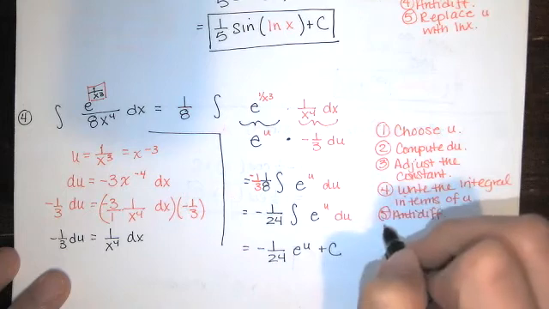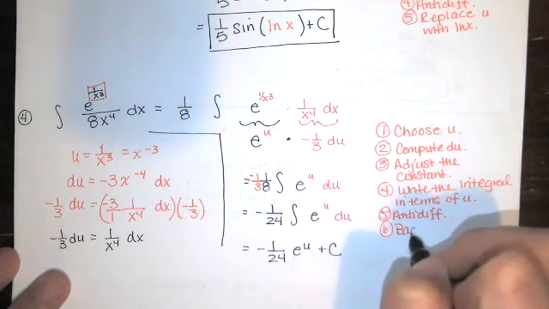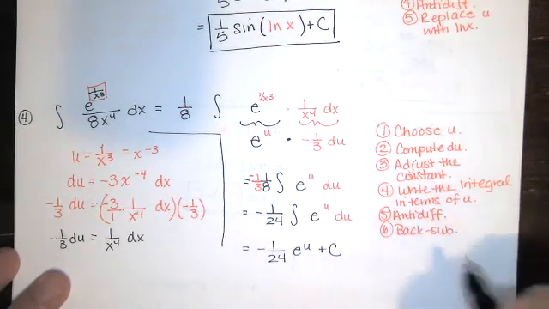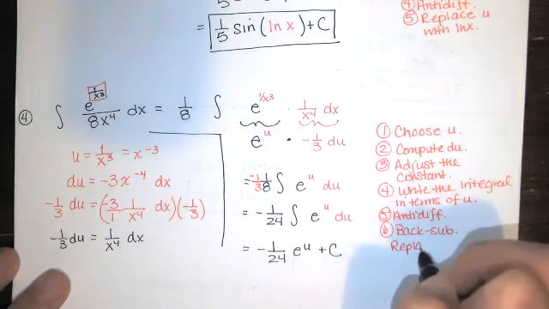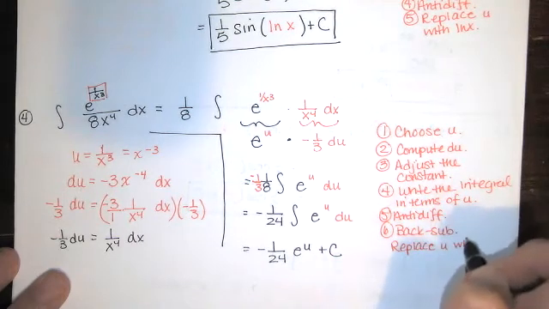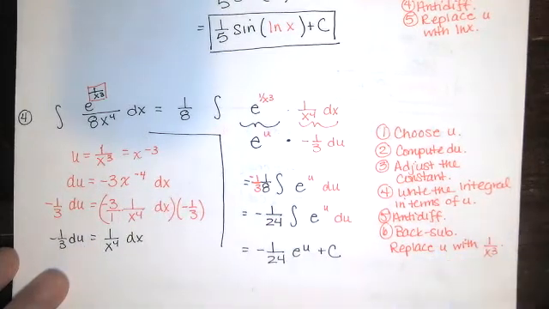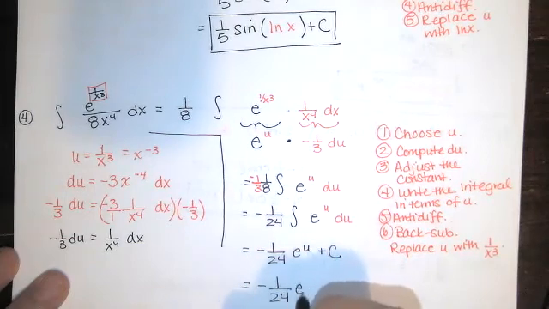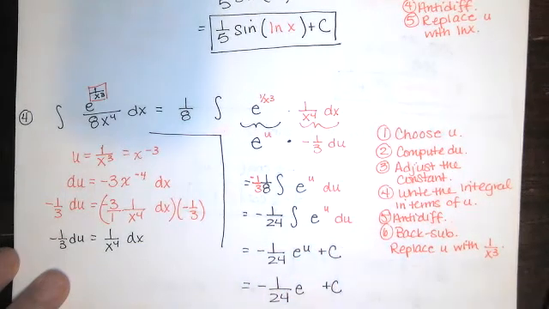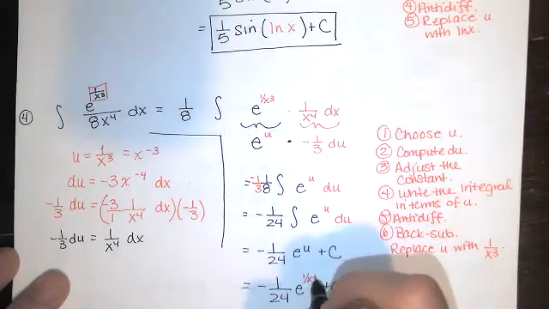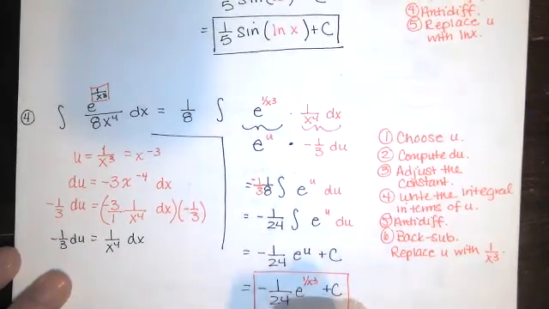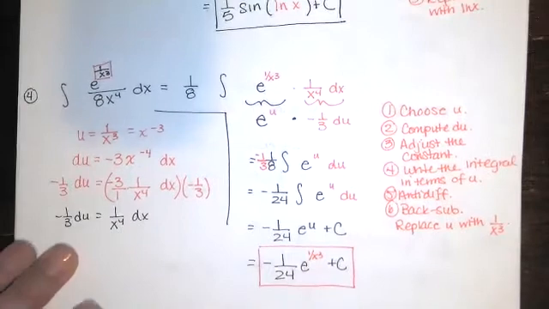And then the last thing we do is back substitute. So we replace u with 1 over x cubed. So I have -1 over 24 times e to the 1 over x cubed plus c. Okay, and that's that.